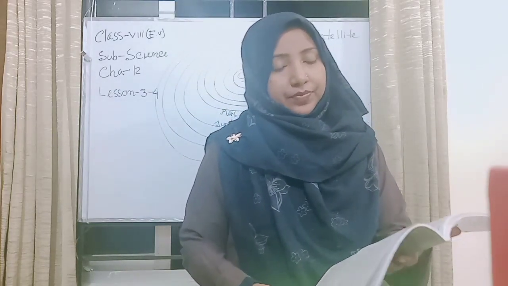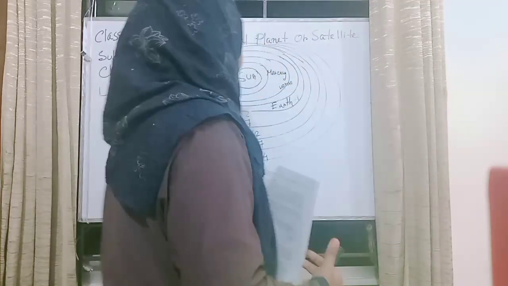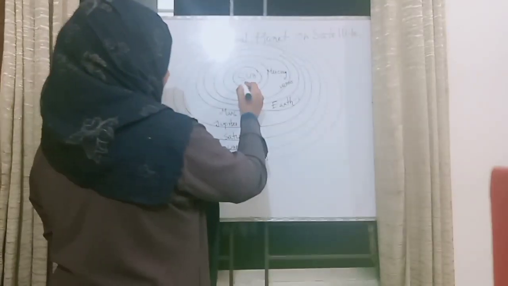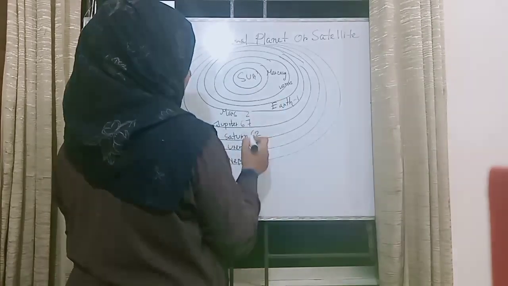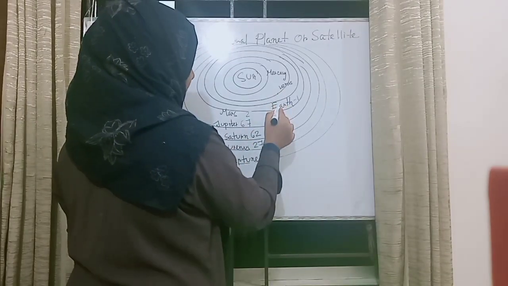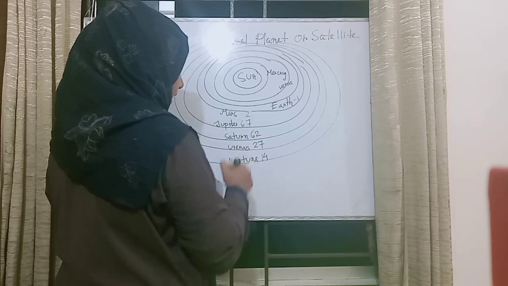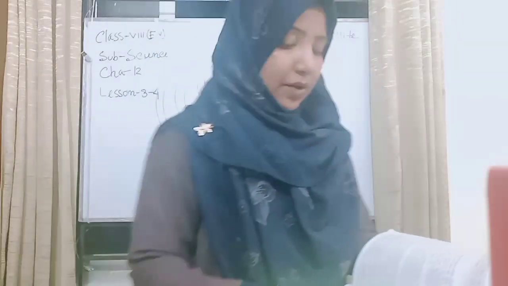Here are the natural planets or satellites. I have just drawn a figure. The main structure is the Sun, and then Mercury, Venus, Earth, Mars, Jupiter, Saturn, Uranus and Neptune. Now, please everyone see the books. Natural planets or satellites.